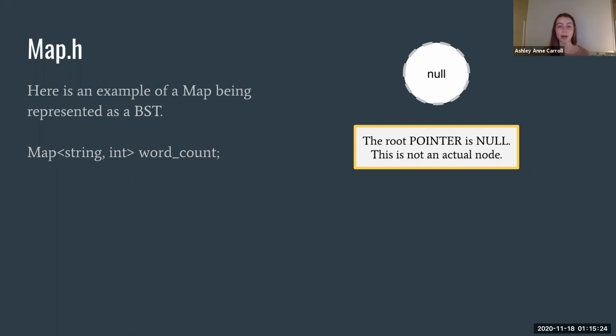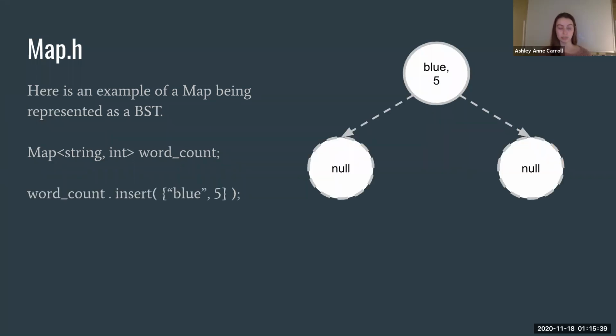When we create a map object, its tree won't have any data in it, so the root pointer will be null. If we see the word blue 5 times in our txt file, we might want to insert the pair blue and 5. To do so, we can use this curly brace notation, with the key first and the value second separated by a comma. This is one way to create a pair.